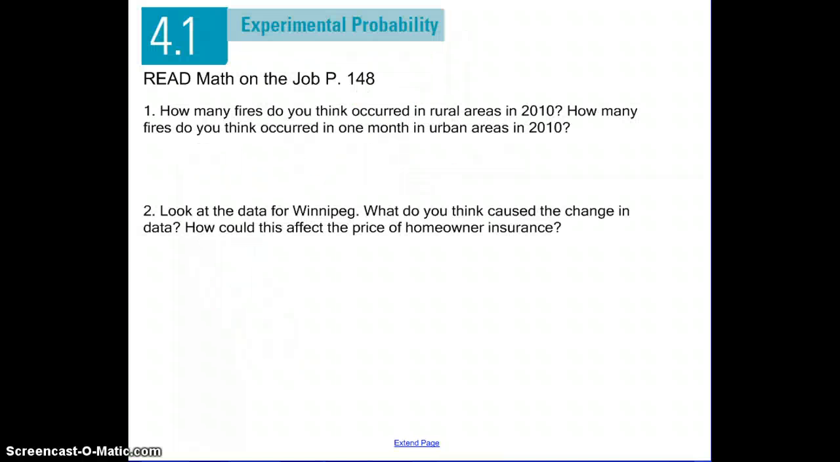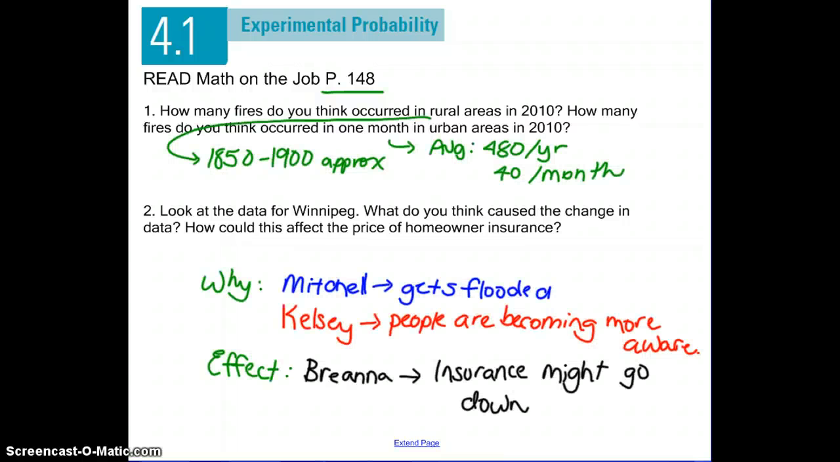So we're going to start then with our section 4.1. Start by reading Math on the Job on page 148, and we'll answer the following questions. Here are some of the answers that you should have. For the rural areas, you could have estimated about 1850 or 900 approximately. For urban areas, it averaged 480 a year, which divided by 12 would be about 40 fires per month.